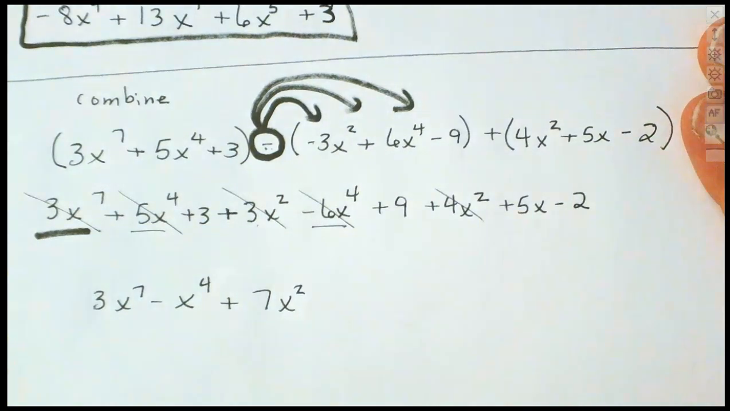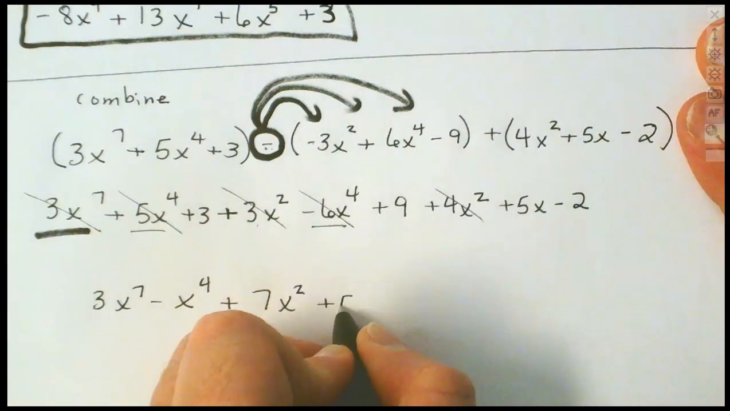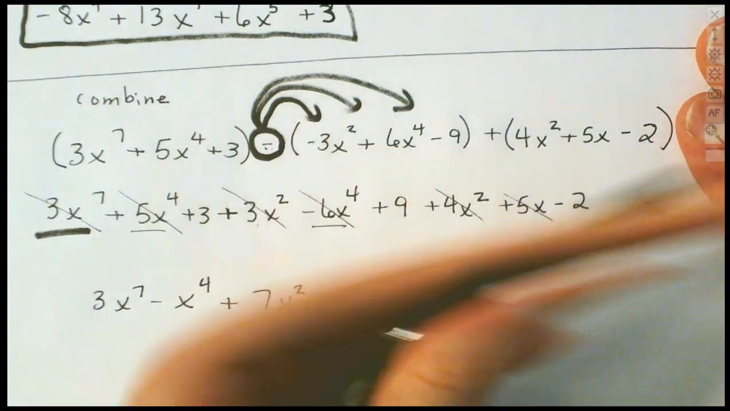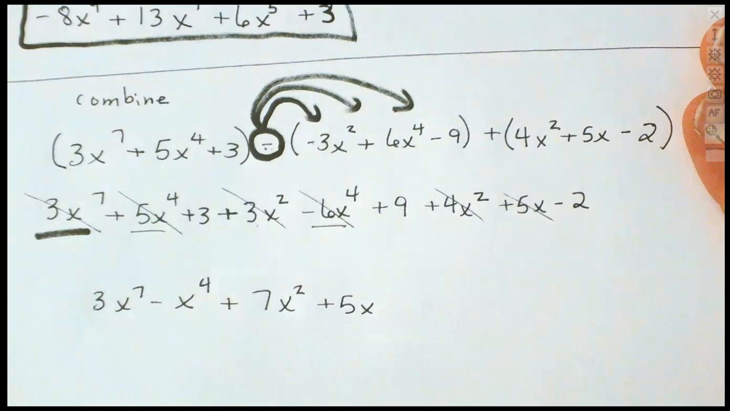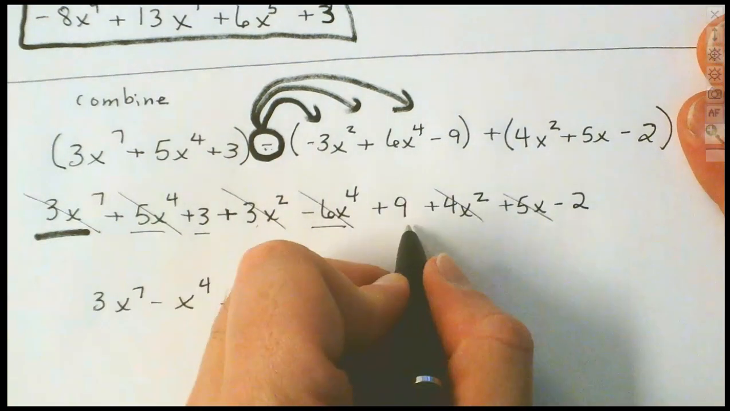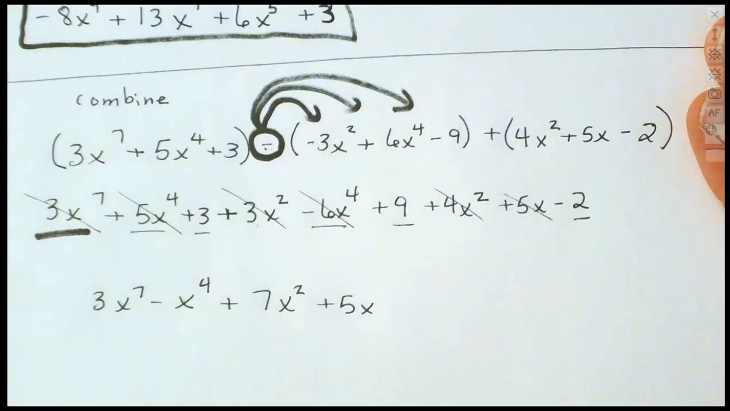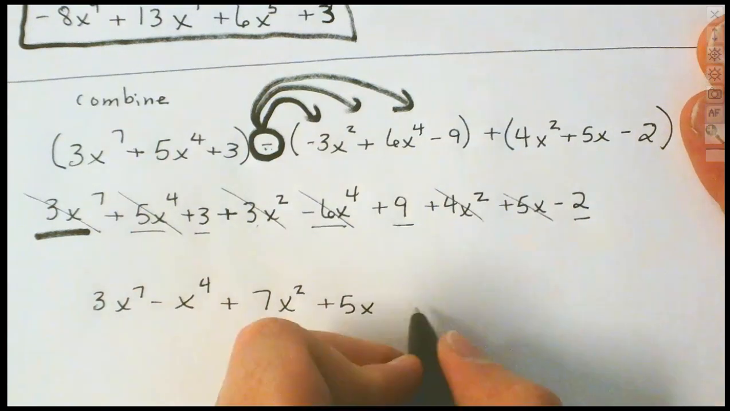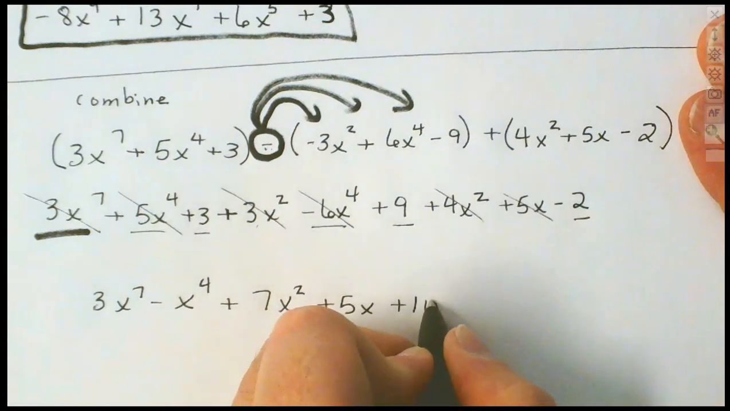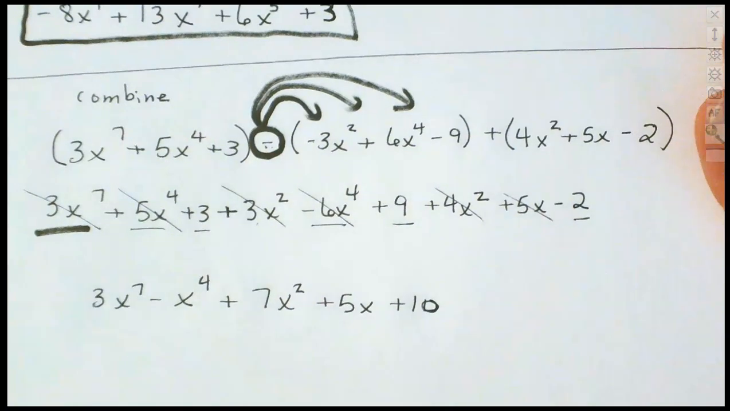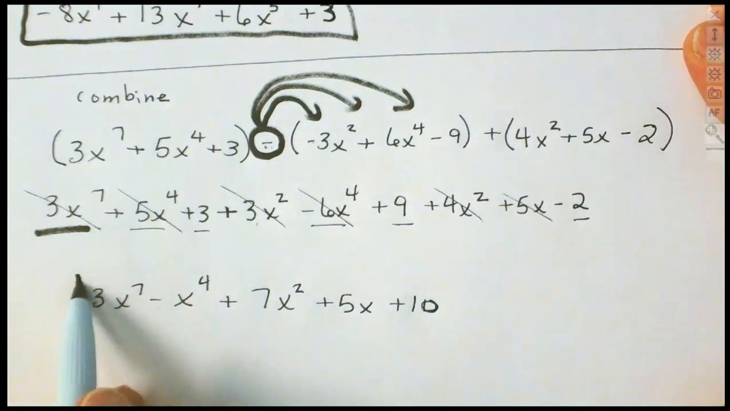Then we've got our x's, and it looks like all we have is a 5x, so that's gone. We wrote that down. And what do we have left over? Numbers are left over. So we have a 3 and a 9, that makes it 12. Minus 2 makes it now 10. So once I combine them all together, this is as far as I can go.